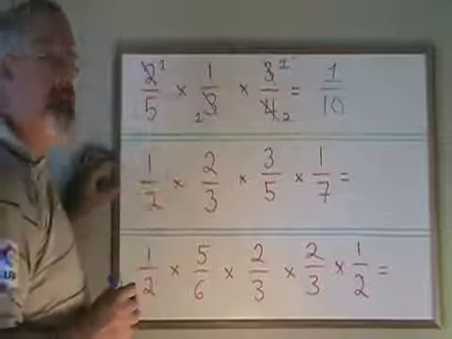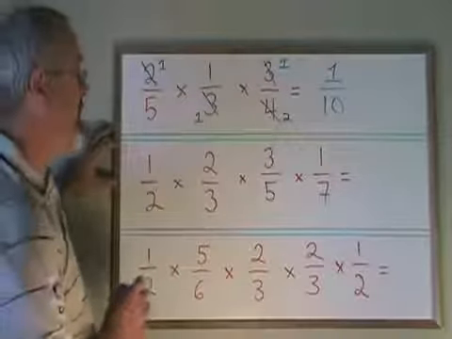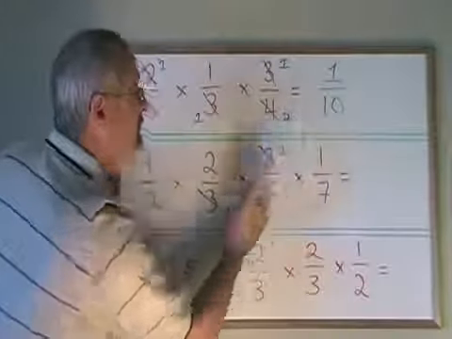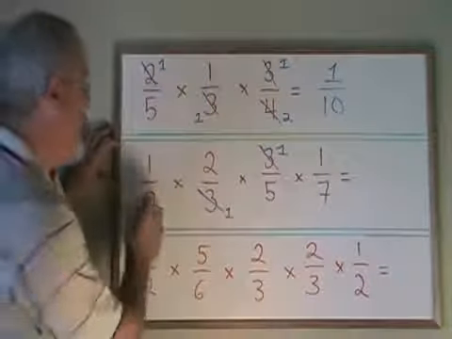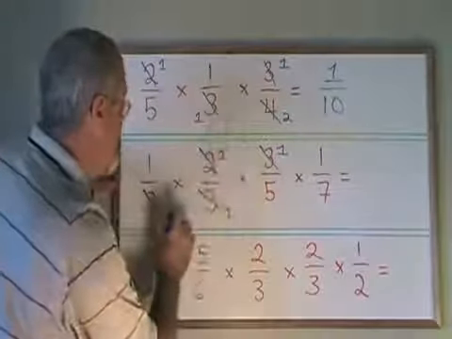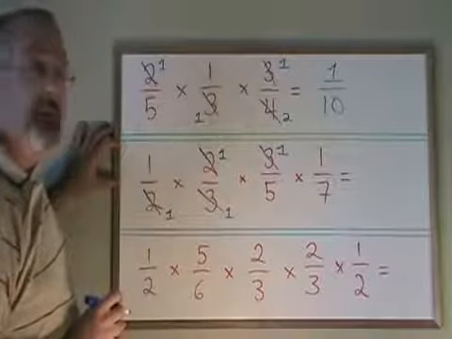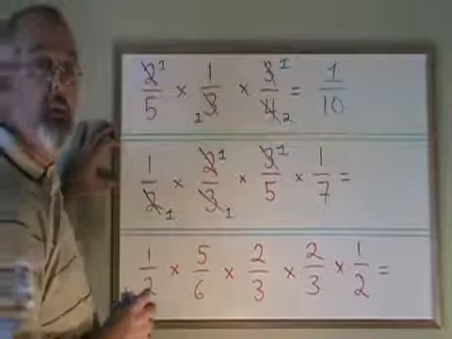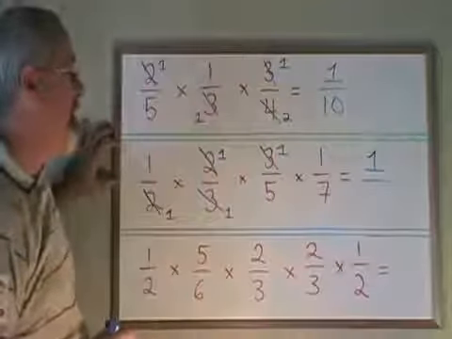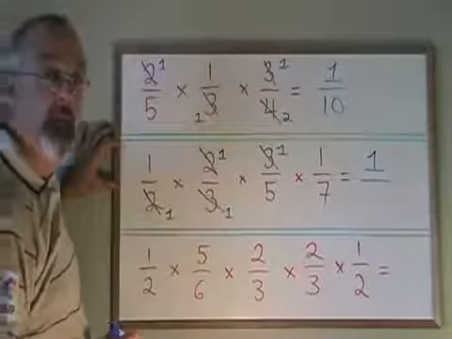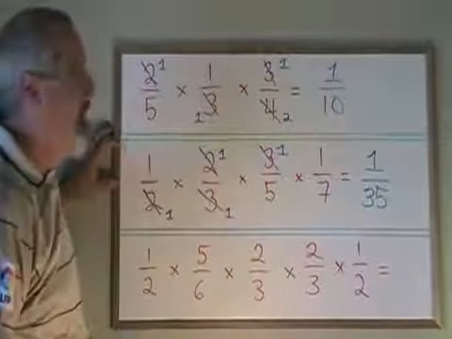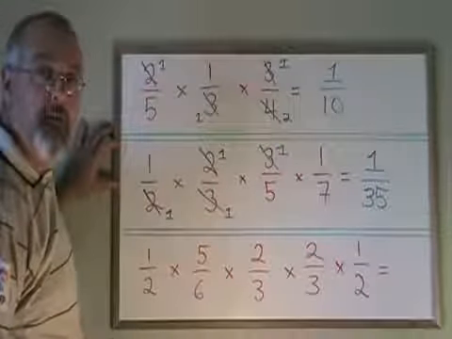The second example has 4 fractions. I see a 3 on the top and a 3 on the bottom, so I'm cancelling them, leaving 1's. And I see a 2 on the top and a 2 on the bottom. I'm cancelling them, again leaving 1's. Now, my numerators say 1 times 1 times 1 times 1, which is equal to 1. And the denominators say 1 times 1 times 5 times 7, which is equal to 35. 1/35 is my final answer, and it cannot be simplified further.